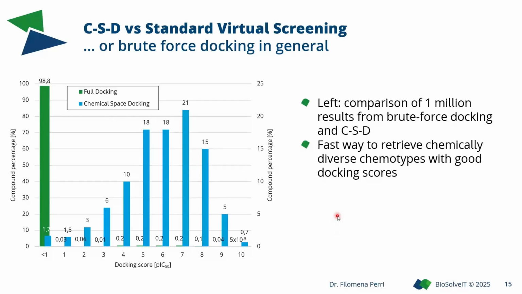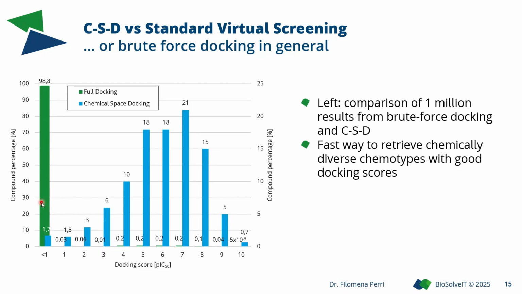Actually, one reviewer of one of the publications that I will show you later asked us to make this comparison. So we compared 1 million results from standard brute force docking and CSD. As you can see here, we have big compounds that were docked using brute force docking, so a standard approach, and the overwhelming majority of them results in poor binders.